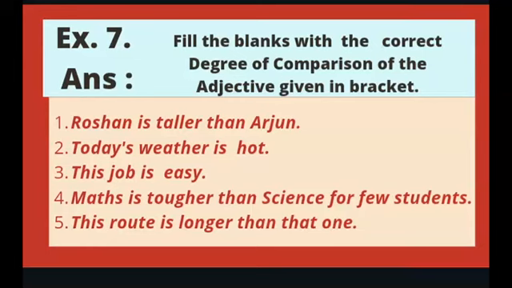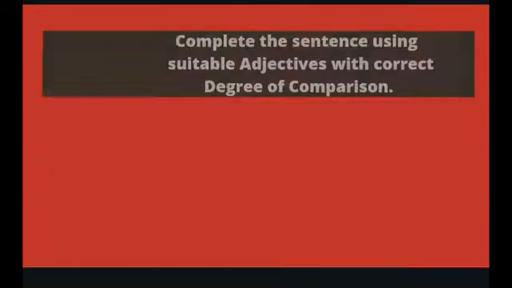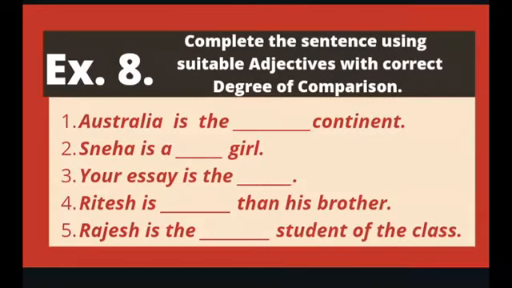Exercise number 8. Sentences are given here. You can choose your own adjectives and write the correct degree of comparison in the sentence. Australia is a dash continent. Sneha is a dash girl. Your essay is a dash. Ritesh is dash than his brother. Rajesh is the dash student of the class. Now fill up the adjectives. Once you have done this exercise, let's check the answers.